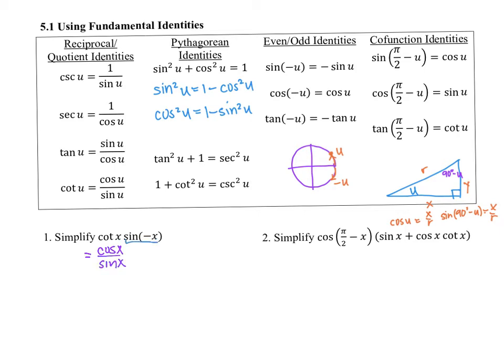For the sine of negative x, if I go back to the even odd identities, the sine of negative x is the same as negative sine x. So I am going to change that to negative sine x.